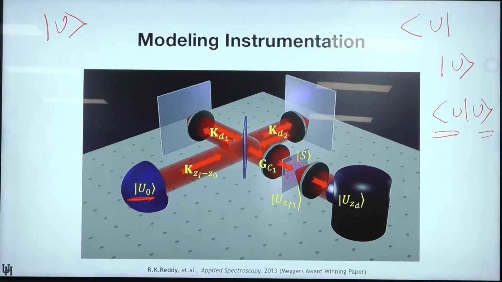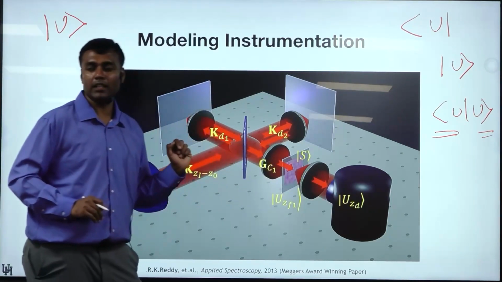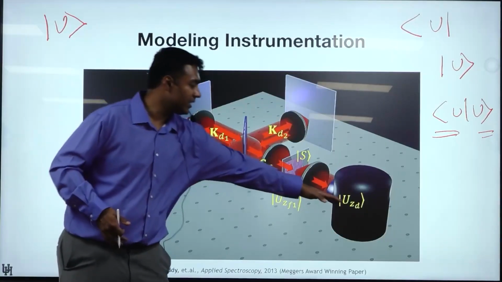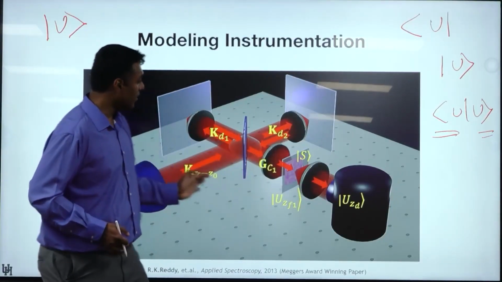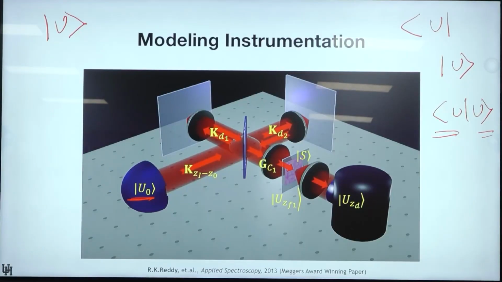And at the end, you get the data. What you get at the end of it is the connection. There is S, which is the sample here, and data, which is the Z_D, which is the intensity of this. All the other operators tell you what is because of the instrument. So it connects the data to the instrument to the sample.